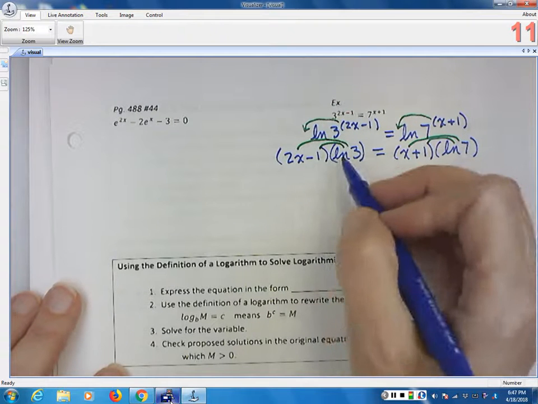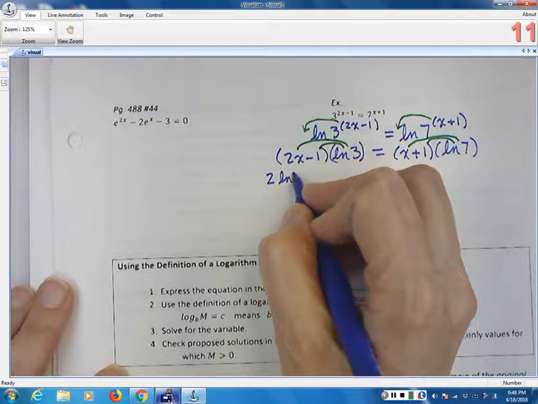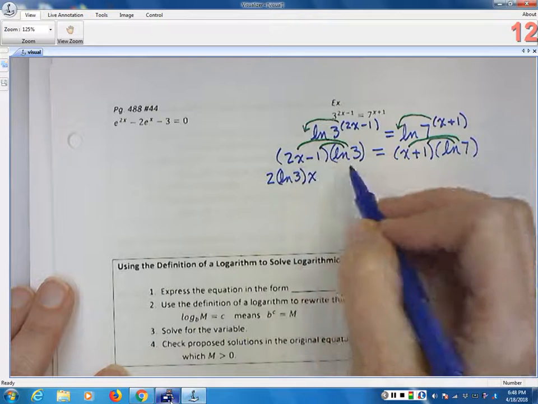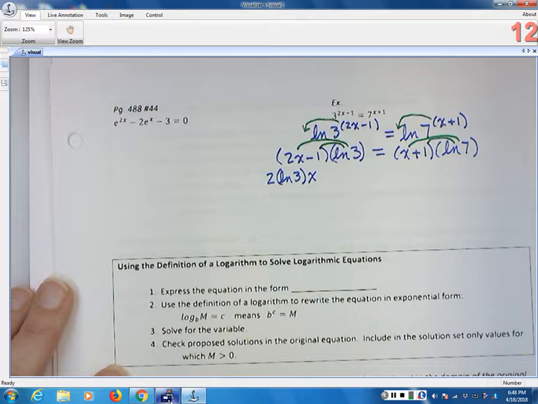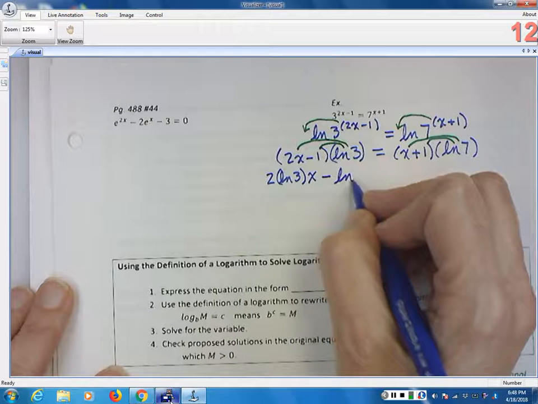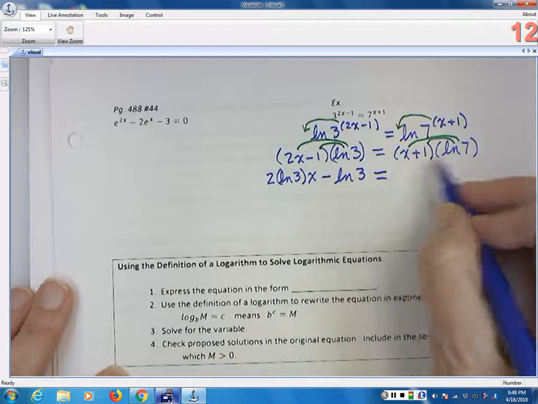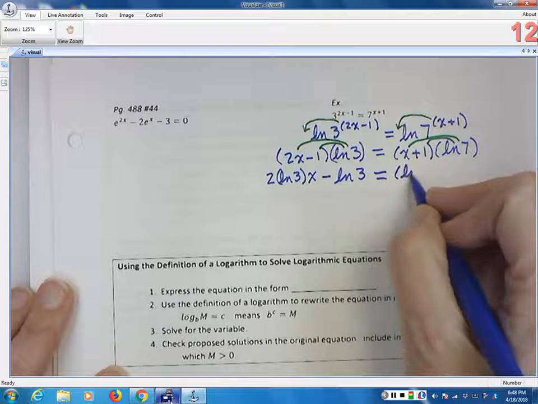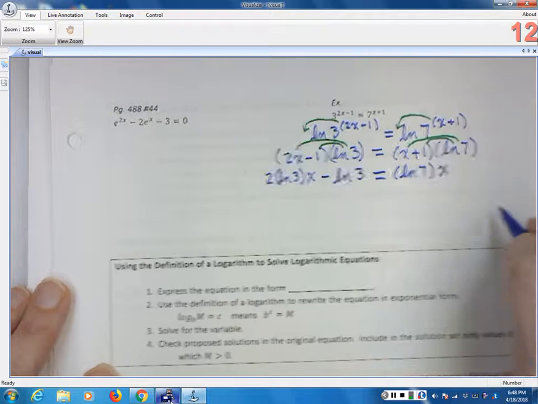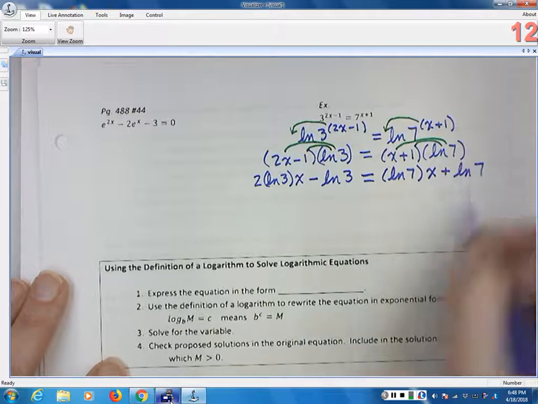This is just a constant times 2x, which is 2 times that constant times x. So x is not inside the natural log. That's why I put the parentheses there. And then minus 1 times natural log of 3 is minus natural log of 3. I'm just distributing. Okay, x times natural log of 7. I'm going to write the constant first. Natural log of 7 is a constant times x. And then plus 1 times natural log of 7 is natural log of 7.